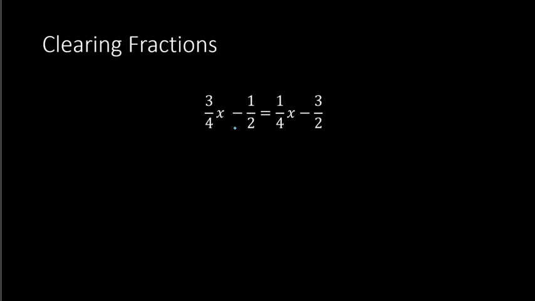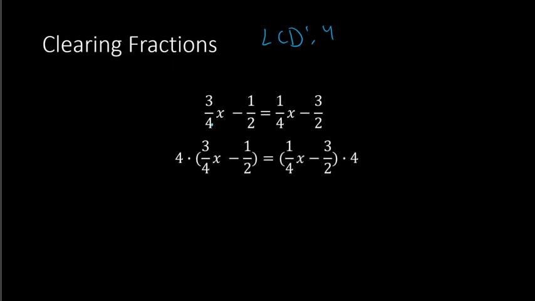All right, so here what we see is 3/4 x minus 1/2 equals 1/4 x minus 3 over 2. The technique we can use to clear fractions right away is to find the least common denominator. We look at each of the fractions. We have denominators 4, 2, 4, and 2, and the least common denominator would be 4. So we take both sides of the equation and multiply everything by 4. We see that typed up right here.